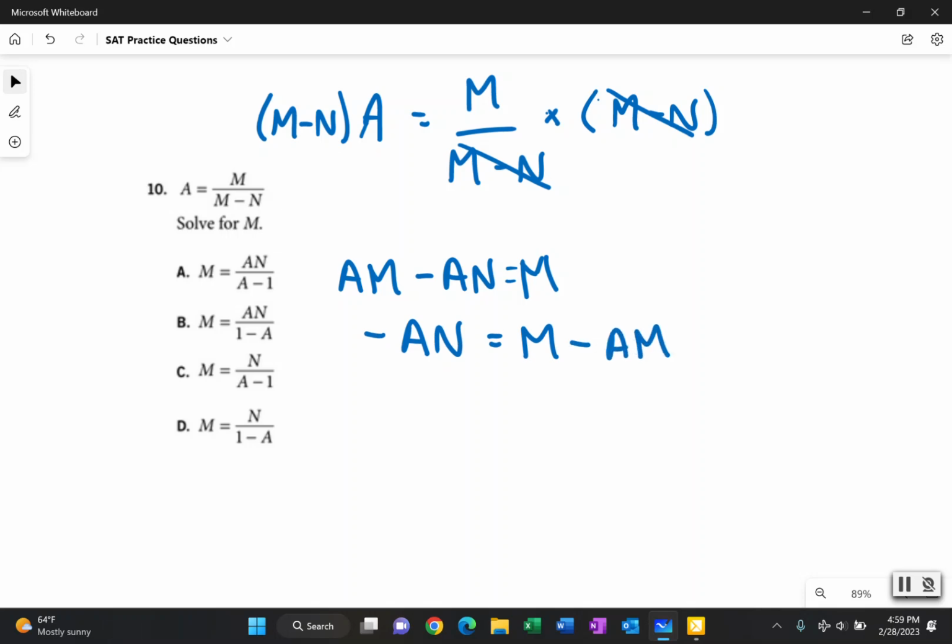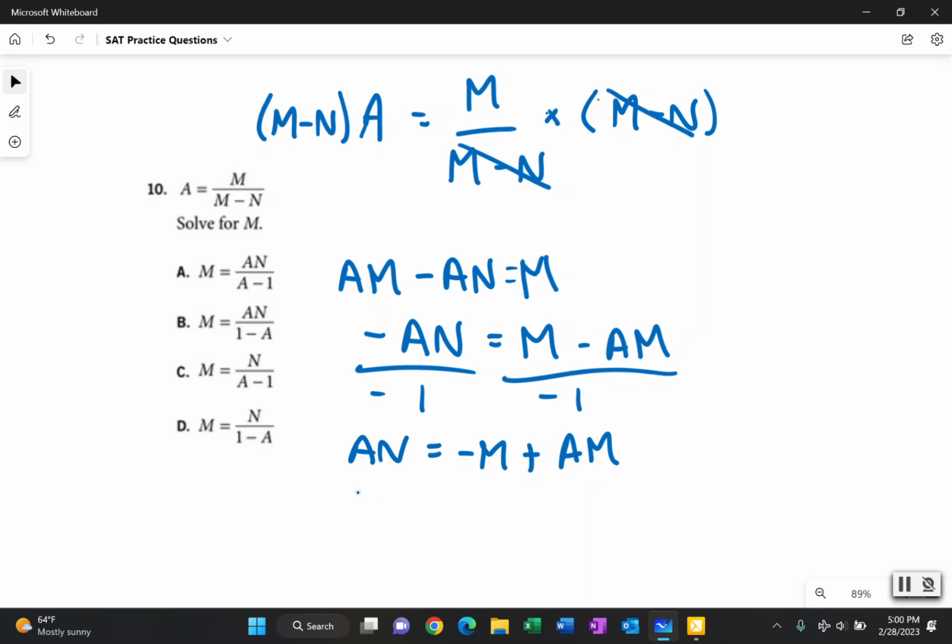All right, and let's get rid of that negative sign on the AN. Just divide both sides by negative 1. It's going to give us AN is equal to negative M. So in order to get positive M, if I'm multiplying by negative 1, I need a negative M plus AM, right? Because this negative becomes a positive there because of the negative 1. All right, this is great.